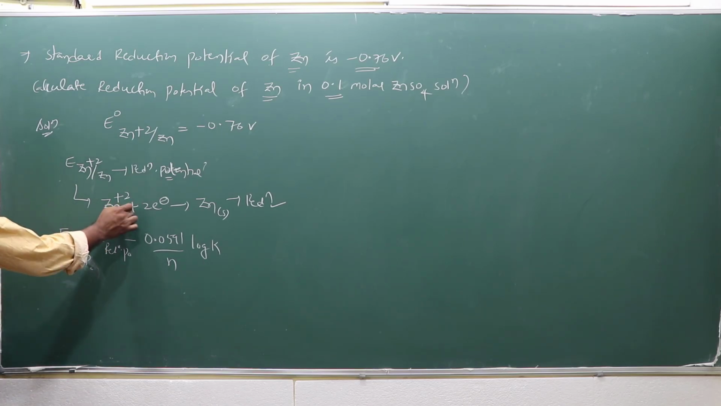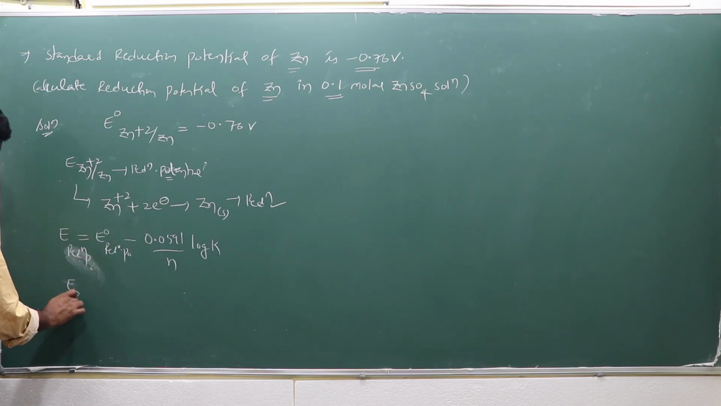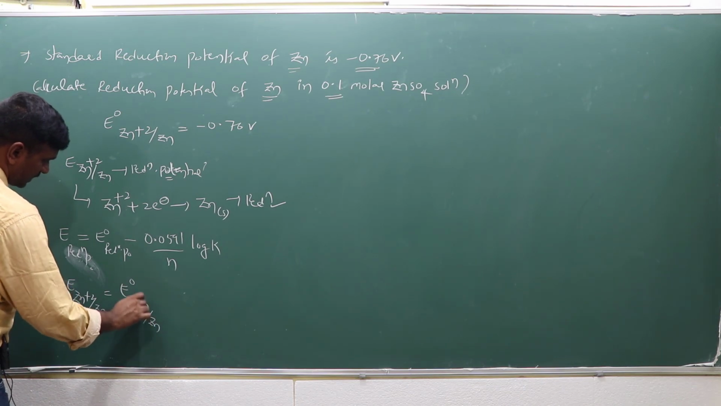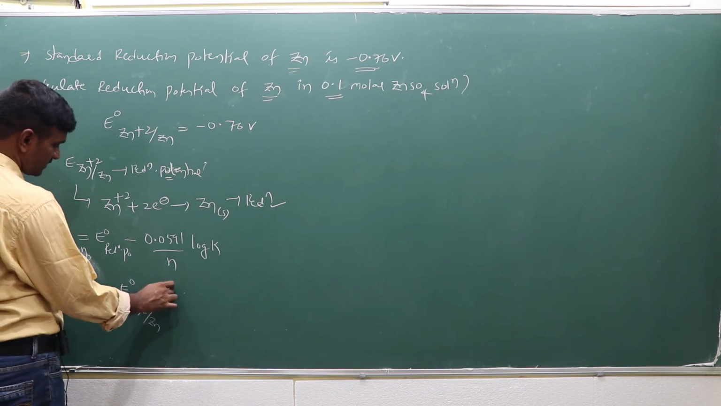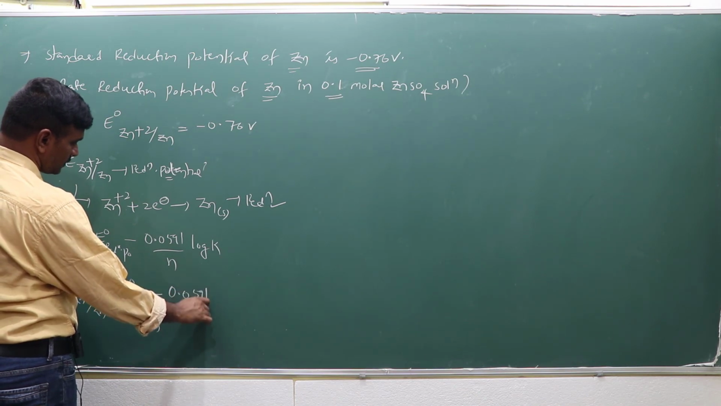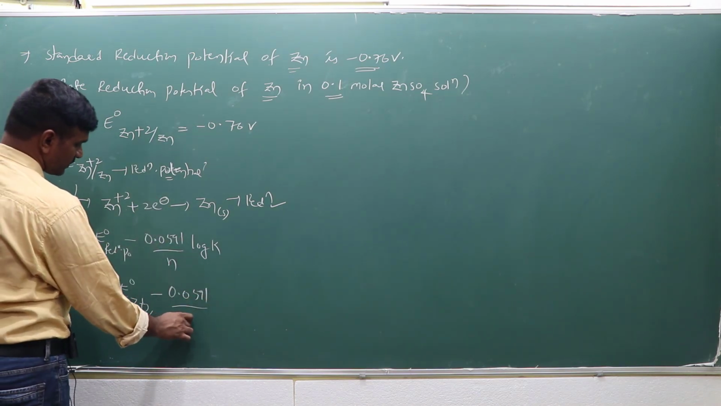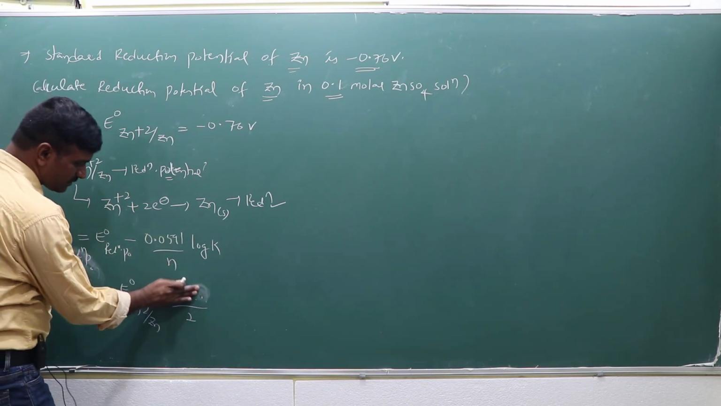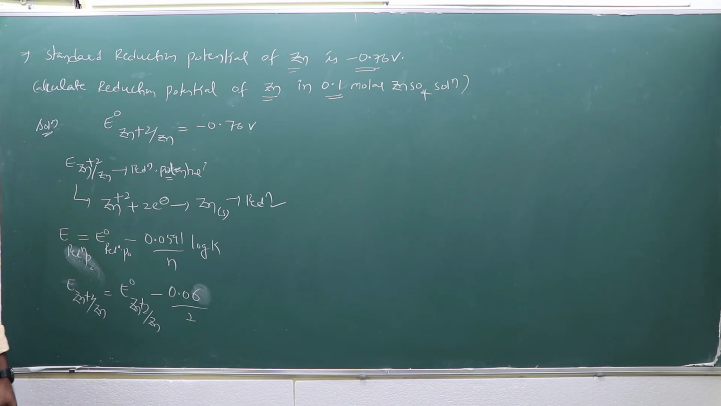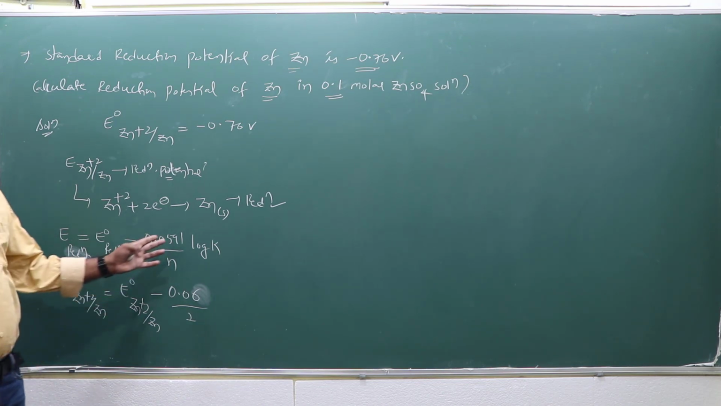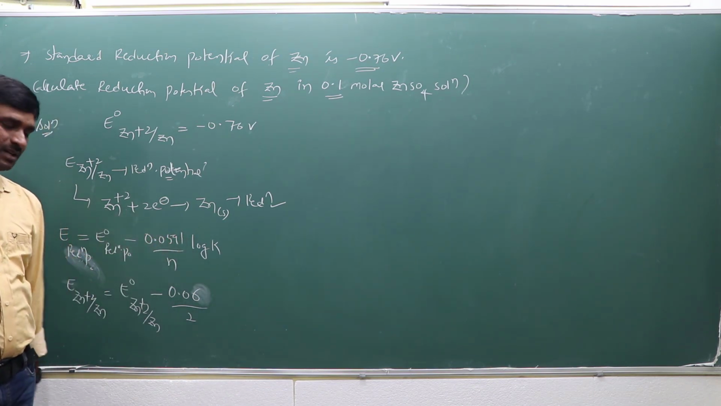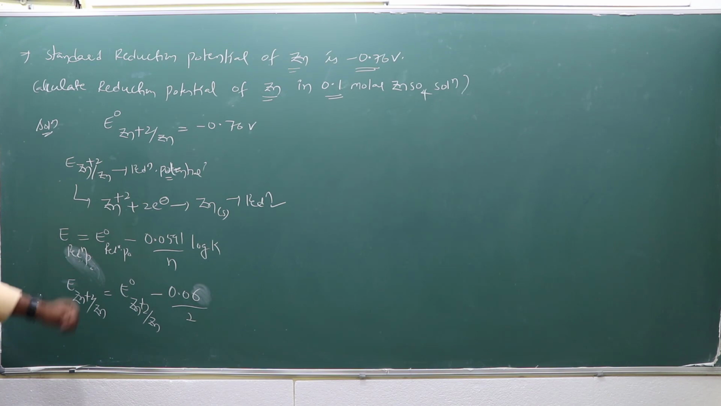So the reduction reaction is what? E of zinc plus 2 to zinc is equal to E0 of zinc plus 2 to zinc, the standard reduction potential, minus 0.0591 by N. N is how many electrons transfer takes place? 2 electrons. So this 0.0591, I can write approximately as 0.06. I can increase that digit.